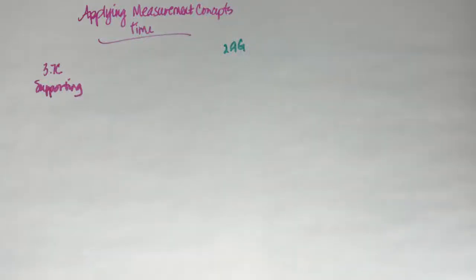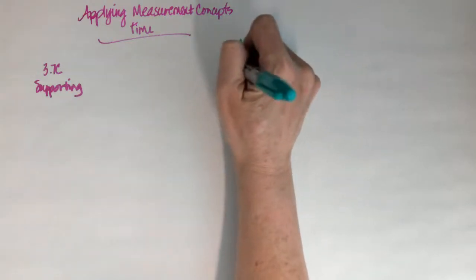In our third grade measuring time unit, there's one supporting standard, and that is 3.7c. That is supported by 2.9g. In second grade, students learn to tell time to the minute, but they don't solve problems related to the passing of time or involving adding and subtracting of time intervals like we do in third grade. They only learn to tell time to the minute.